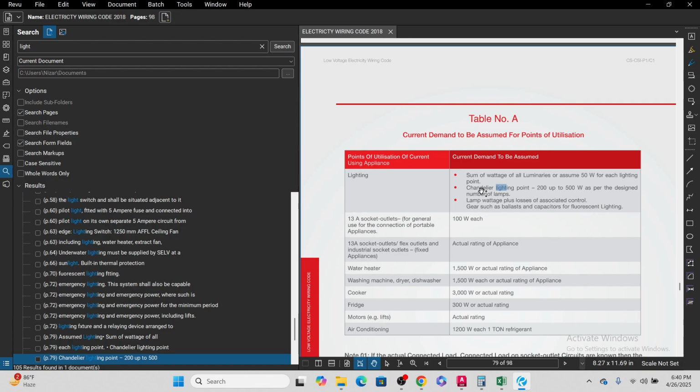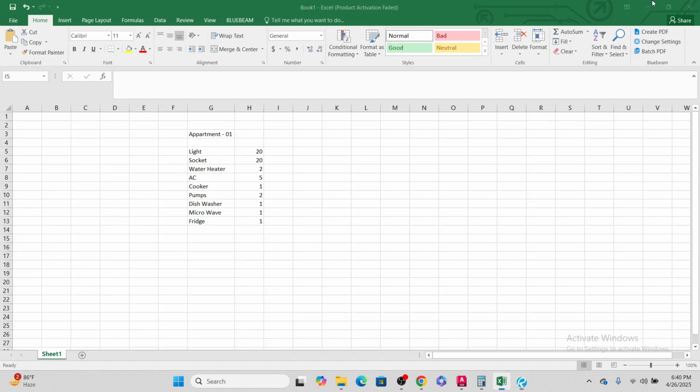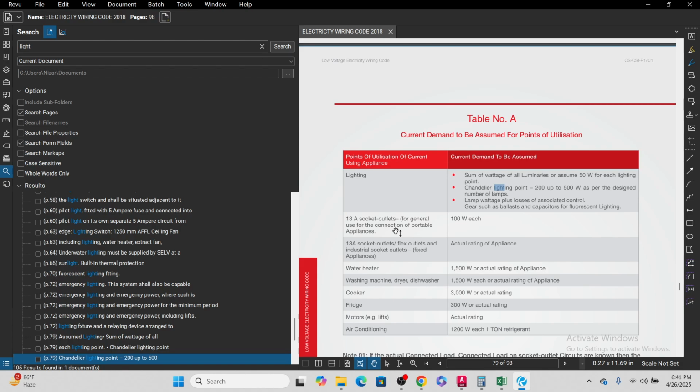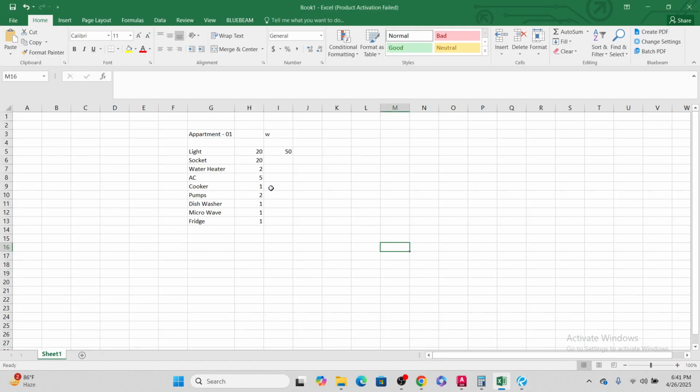You can read this one. As per the regulation, they have told us to consider one light point as 50 watts. So let's put W here. One light is 50 watts. The socket, how much do they tell us? The 13 ampere socket outlet, you should consider each 100 watts. Let's put 100 watts here.